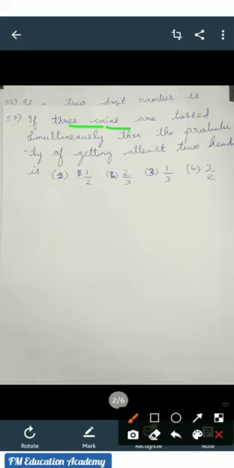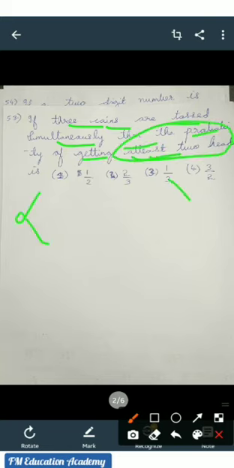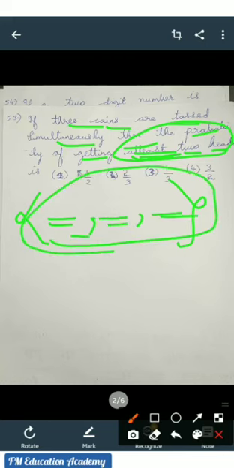If 3 coins are tossed simultaneously, then the probability of getting at least 2 heads is? Whenever 3 coins are tossed, remember, what are the chances of getting 2 heads? At least 2 heads means either we should get head 2 times when we throw it 3 times. Okay, it should fill 2 places. From these 3 places, it should fill any 2 places. Okay, or it can fill more than 2 places. That is the meaning of at least.